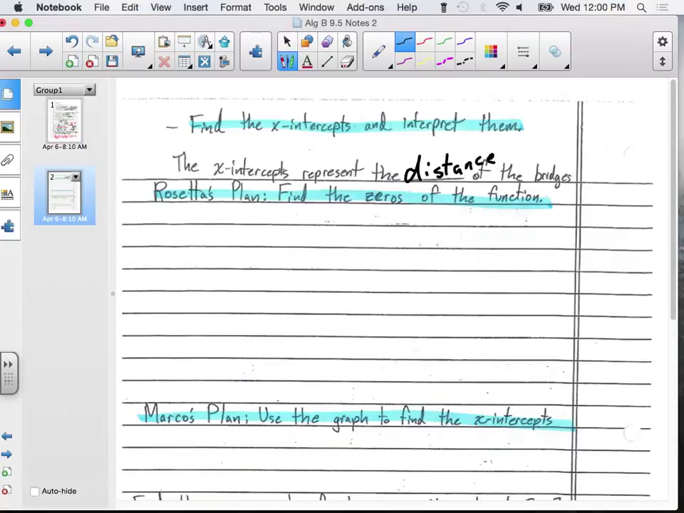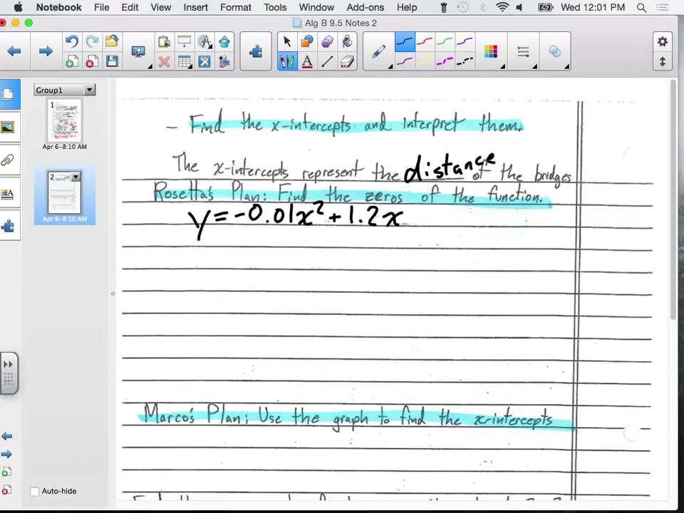All right, so when we look at Rosetta's plan, she has this equation right here. We have to find, what is an x-intercept again? What's the y value of an x-intercept? 0, right? So we have to find the values that make y 0 on the x-axis.